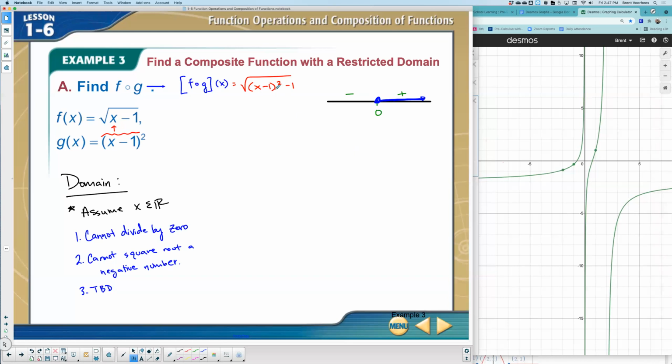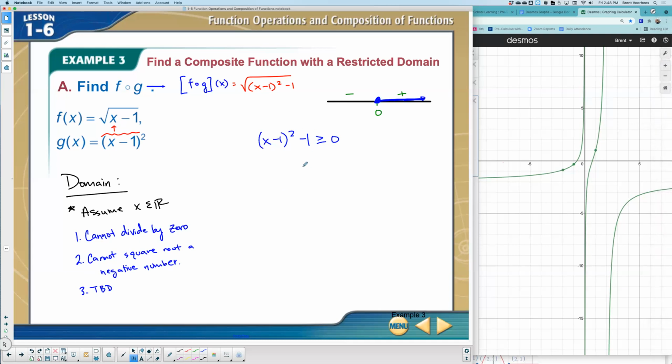But this is not the parent function and has all this inside. So we're going to take the insides and say that x minus 1 squared minus 1 has to be greater than or equal to 0. That's the first thing we're going to state. Because a square root can be 0, it can be positive, it just cannot be negative. And now we go to solve.